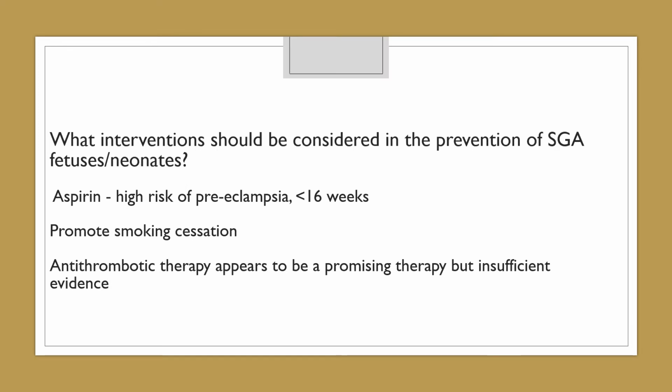What interventions should be considered in the prevention of a SGA fetus or neonate? So aspirin is recommended for patients with high risk of preeclampsia, and that should be started less than 16 weeks. Women should have promotion to help them stop smoking, because that really helps prevent SGA. Antithrombotic therapy has shown evidence to help prevent SGA. However, this is not currently used in clinical practice as there's still insufficient data about its adverse effects.